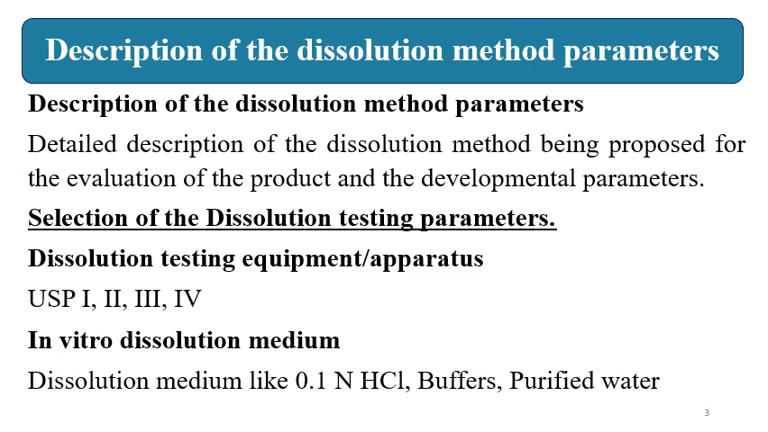Out of these, USP apparatus 2, the paddle apparatus, is used mostly. Whenever there are problems with sink conditions, or for IR formulations with a profile of more than 3-4 hours, USP apparatus 3 and 4 are utilized. Then for in vitro testing, the dissolution medium should be in the physiological pH range. For the dissolution medium, 0.1 N HCl and buffers in the physiological pH range can be used. Purified water is also used as a dissolution medium.